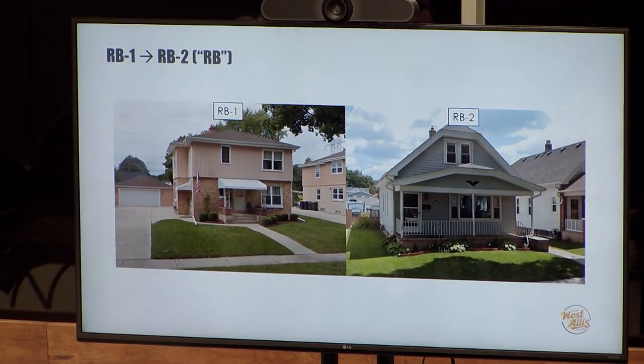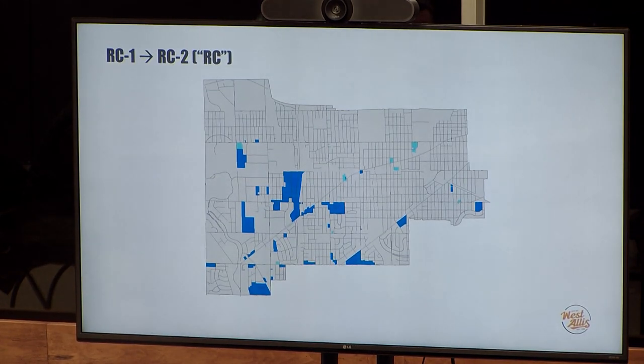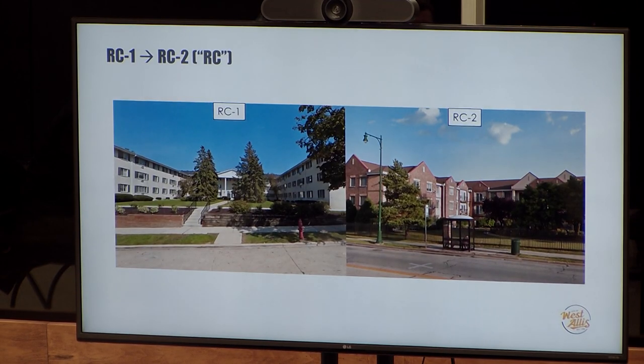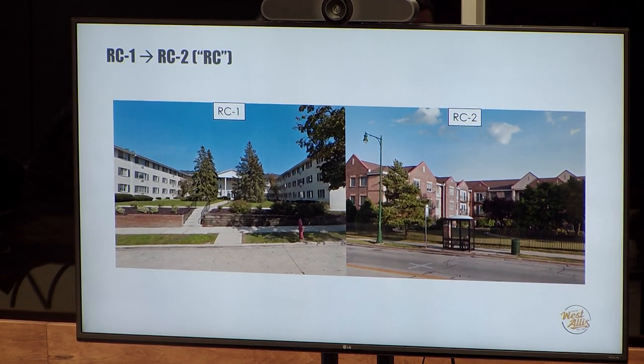And here are examples of some of the homes that you'll see in these districts. And then RC is those large multifamily complexes. The dark blue is our RC2, I believe, and the light blue is RC1. I'm pretty sure, yeah. And here are some pictures of what those look like. The RC2 on the right is at 70th and Greenfield. RC1 is, I think, 102nd and Lincoln. So those are very similar styles of housing, and we want to consider them as one.